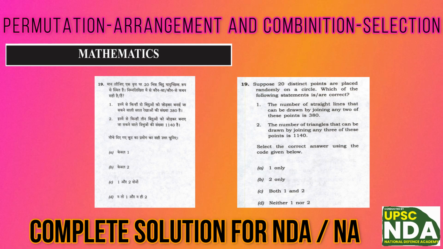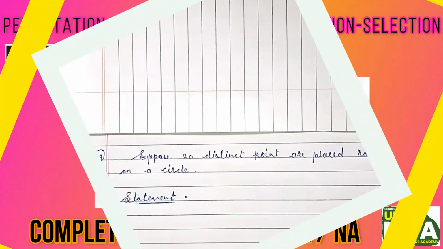The options given are: only the first is true, only the second is true, both the first and second are true, and the fourth option is that neither the first nor the second is true. Now let's get started with today's solution and see a detailed understanding of it.